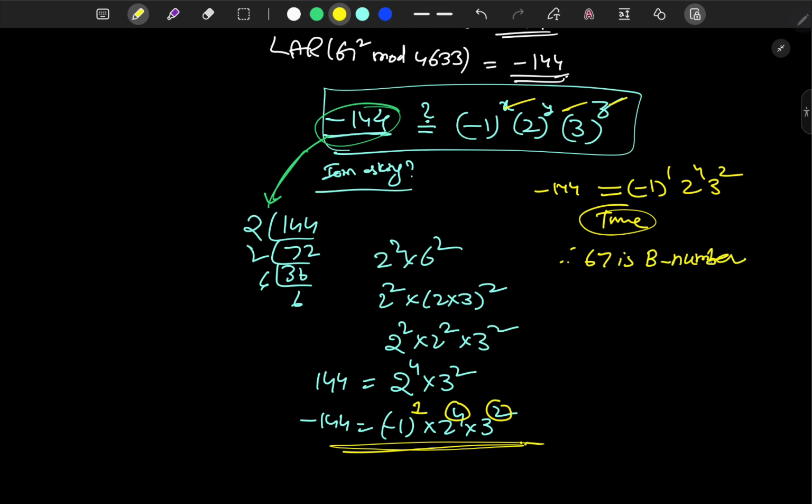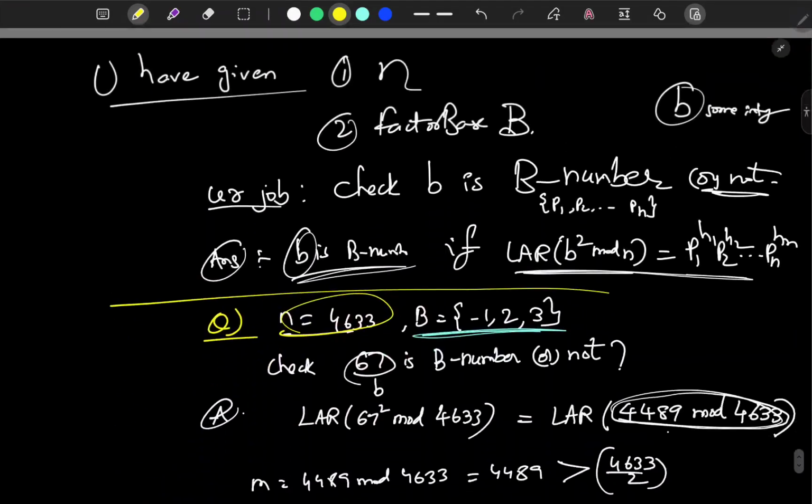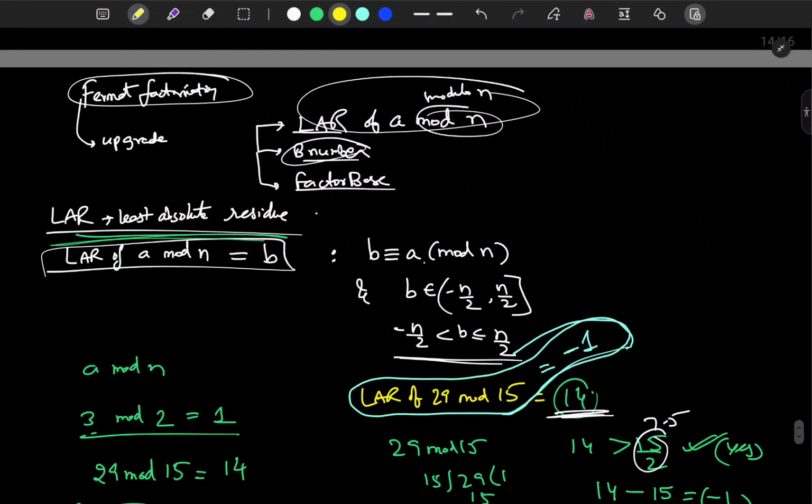Samjha? You understand my point? Like that you have to check it. Okay, very easy. Can you express 67 in terms of the set B or not? That's it. It's not 67 you are expressing, it's the LAR of 67 square with respect to modulo n. It will be given. So these are the concepts. You understand these concepts now, right?